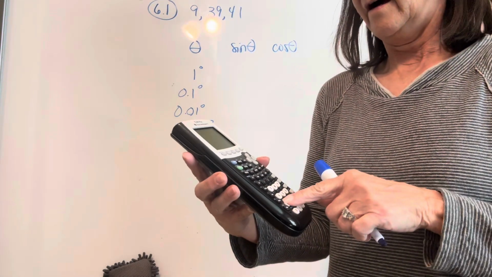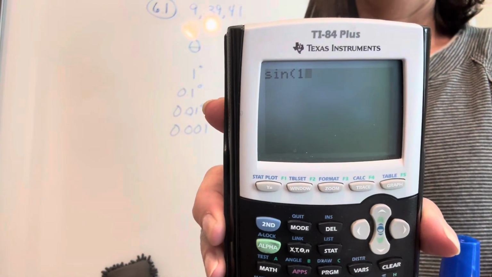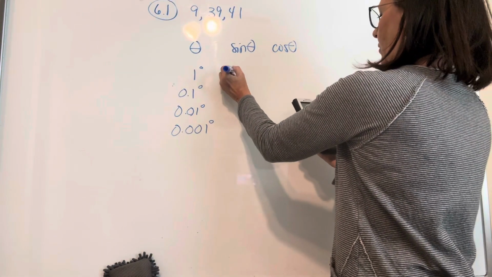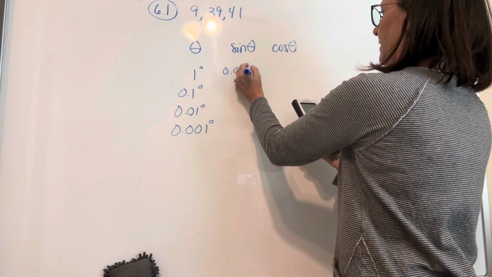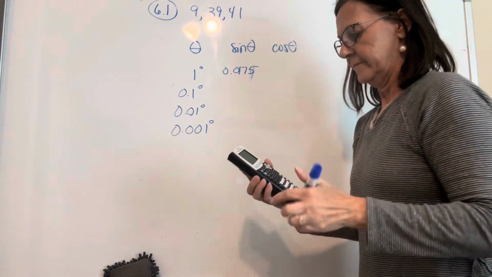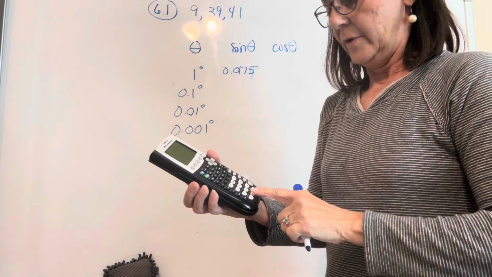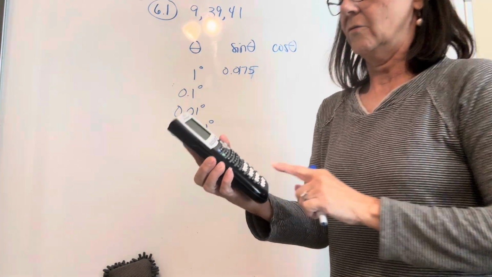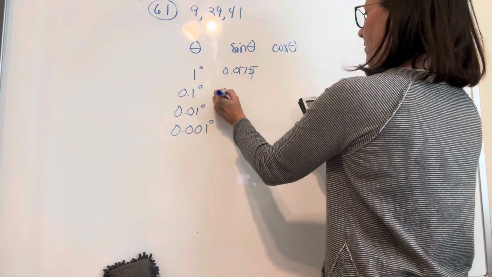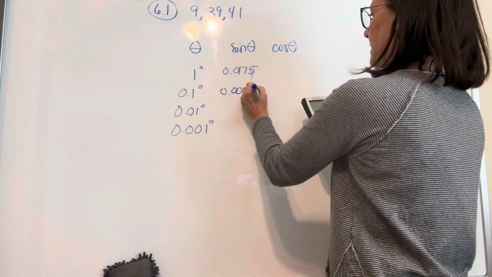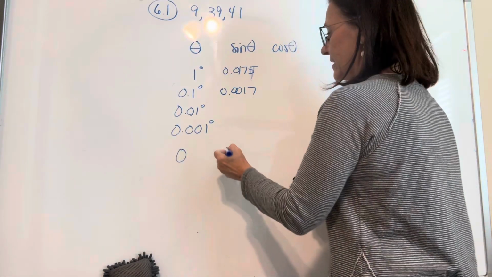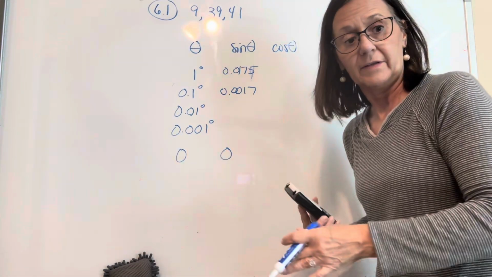Sine of 1 degree equals, there we go, 4 decimal places, 0.0174. Actually, it should be 5, rounding. Sine 0.1 equals 0.0017. It's getting smaller because at 0 degrees, the sine is 0. That's the point of this exercise.